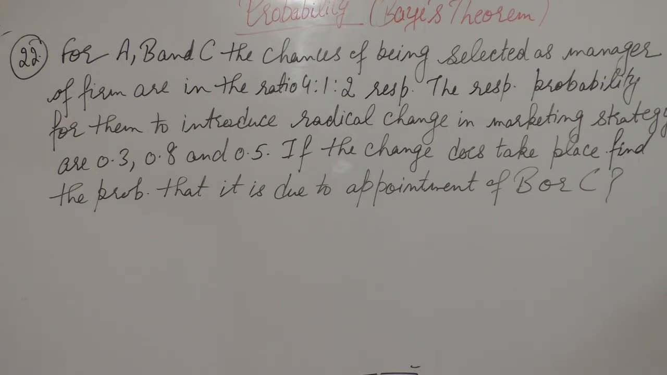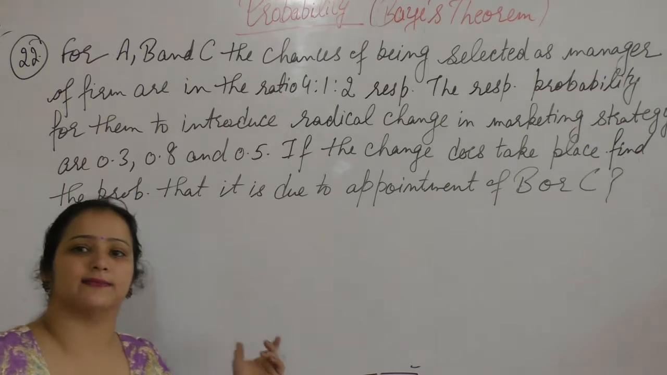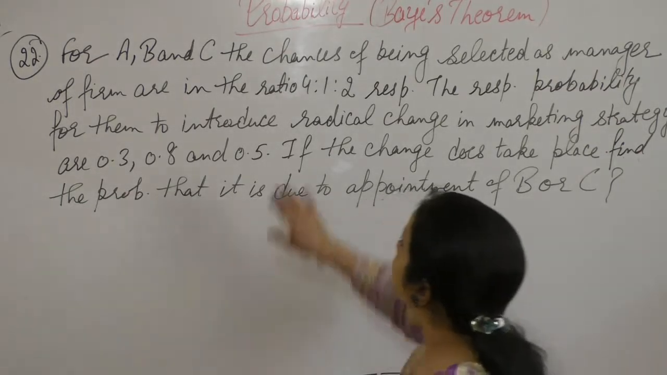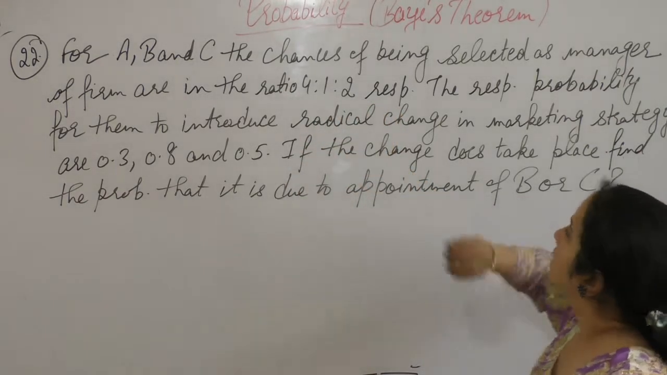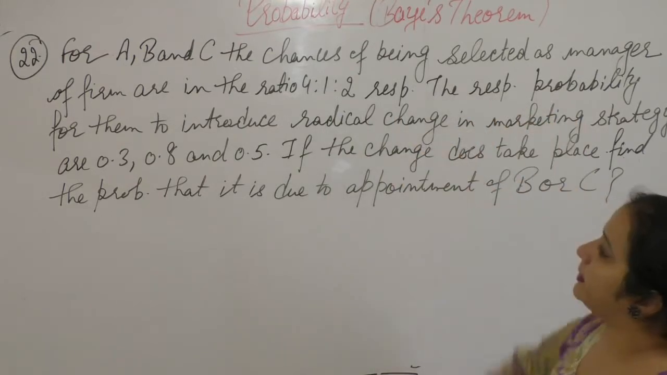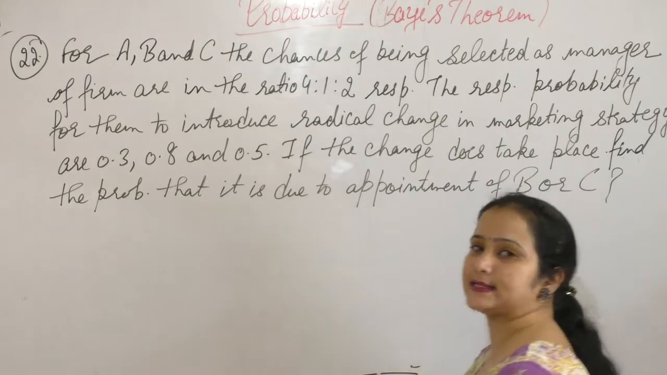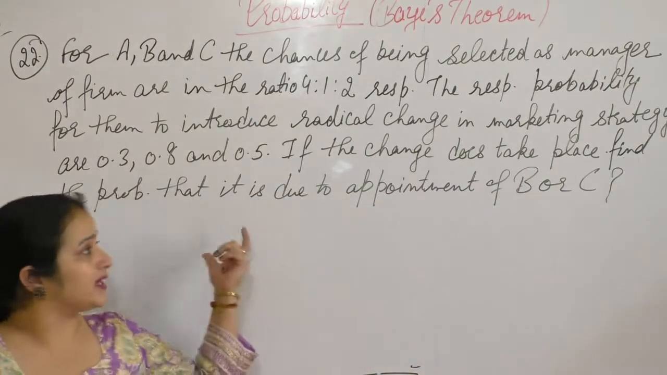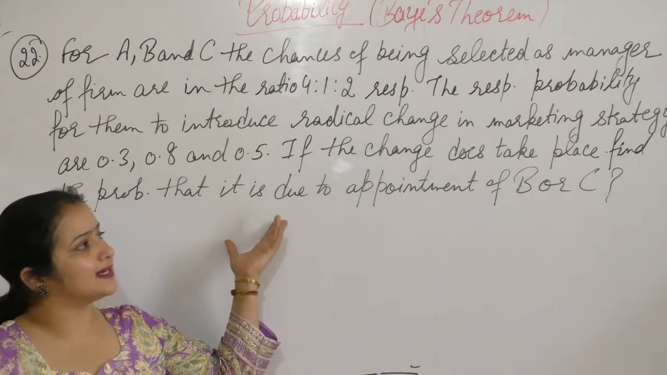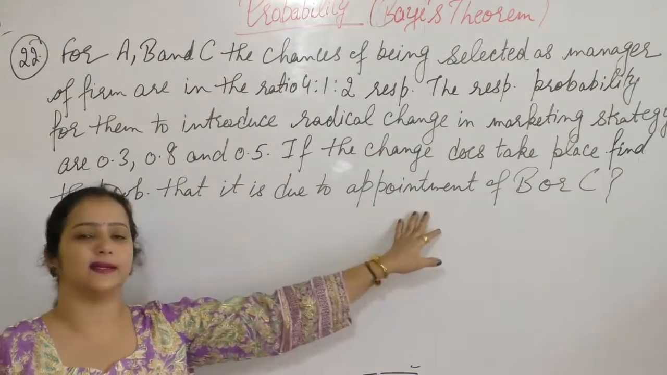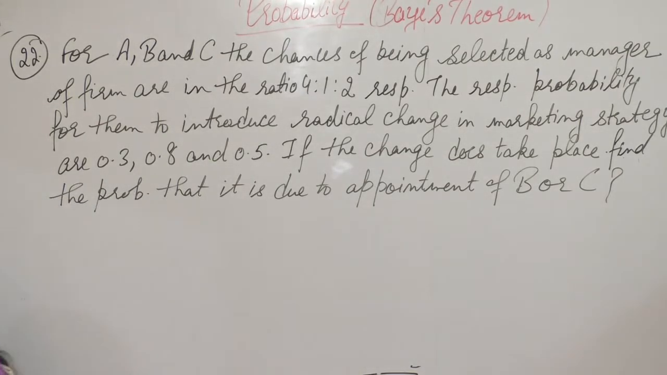So what is the question? For A, B and C, the chances of being selected as manager of the firm are in the ratio 4:1:2. The respective probability for them to introduce radical change for marketing strategies are given. So what is the probability that the change occurs due to appointment of B or C?